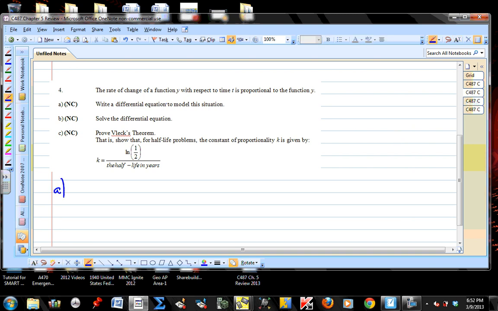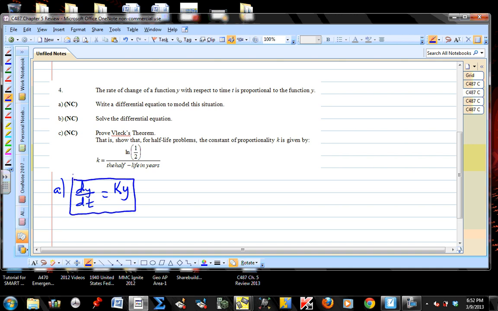It says the rate of change of a function y with respect to time t is proportional to the function y. Part A says write a differential equation to model this situation. So the rate of change of y with respect to t is written as dy/dt. We're proportional to y, that means equals k times y. And that's it for part A.